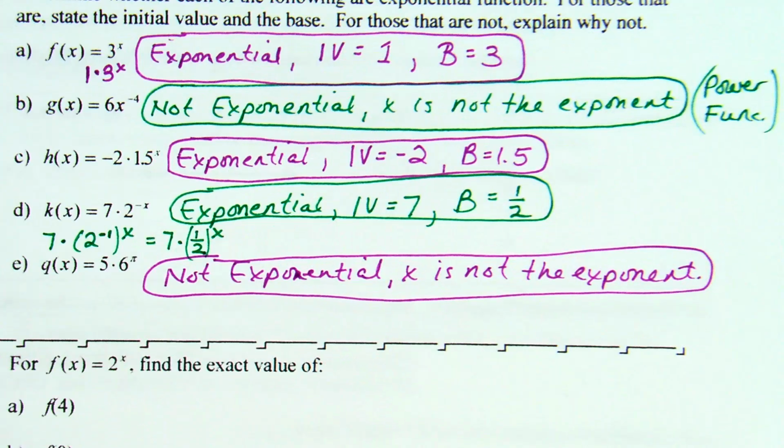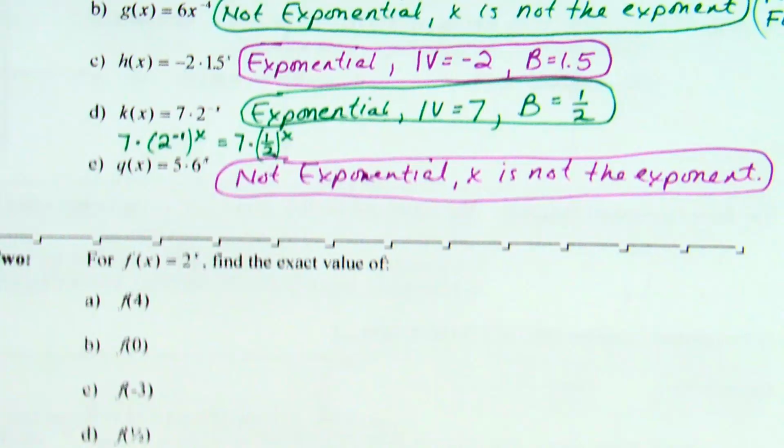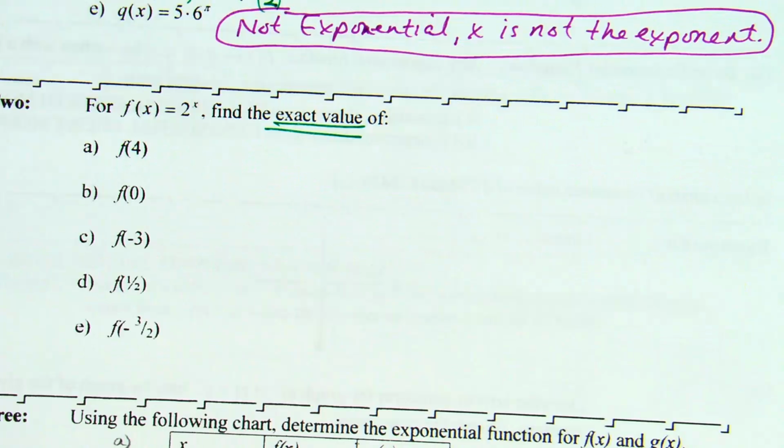Okay, got the idea of exponential versus not exponential, right? Okay, next thing we're going to move on. Example 2. F of x is 2 to the x. So the function we're using is f of x. Notice, what does it ask me to find? Exact value. Meaning, your calculators are only somewhat helpful here. I do not want some decimal answer. Now, some decimal answers are exact. If it's a decimal answer that ends, it is exact.